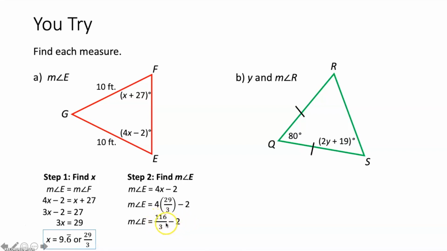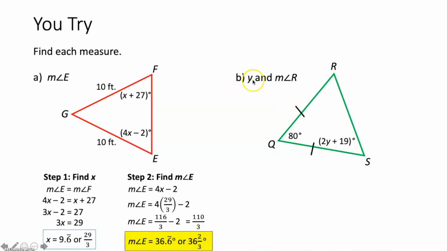Well, to subtract fractions, you have to have a common denominator. So 2 over 1, I multiply the numerator and denominator by 3, and I get 6 over 3. So what's 116 over 3 minus 6 over 3? That's 110 over 3. So I would let you leave your answer like this, or if you want to get a whole number degree, I would let you write it as 36 2/3 degrees.